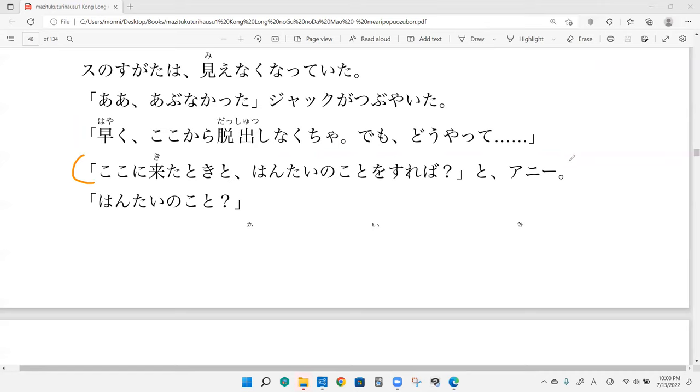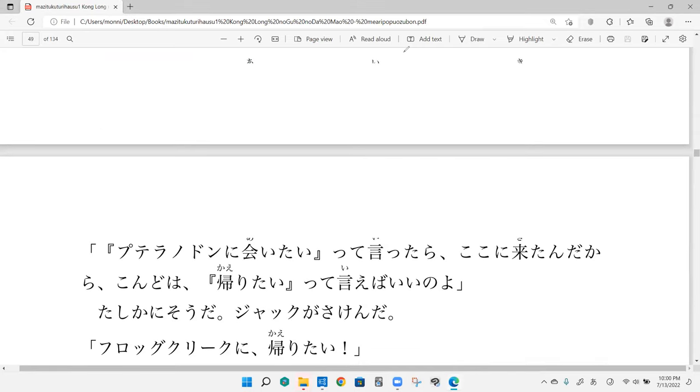Exactly. And Myers? Koko ni kita toki to hantai no koto o sureba, the opposite of the time we came here, what if we do that? Annie said. Yes. And our last line is going to go to Archie. Hantai no koto? It's like the opposite? Yep, perfect. And this is where we'll be stopping for today.